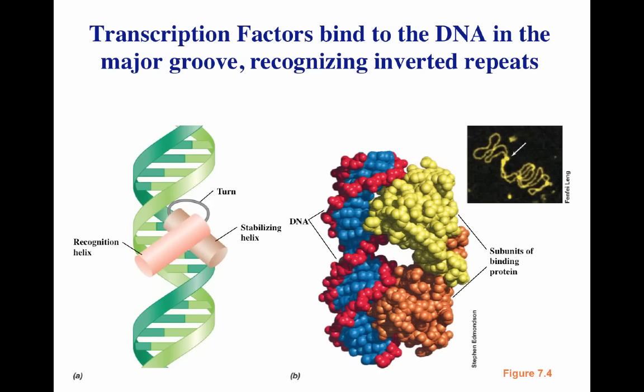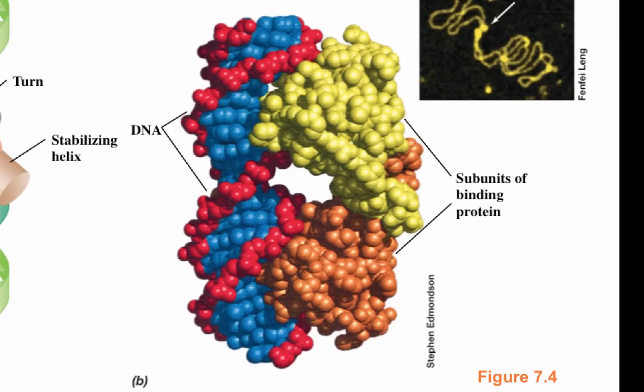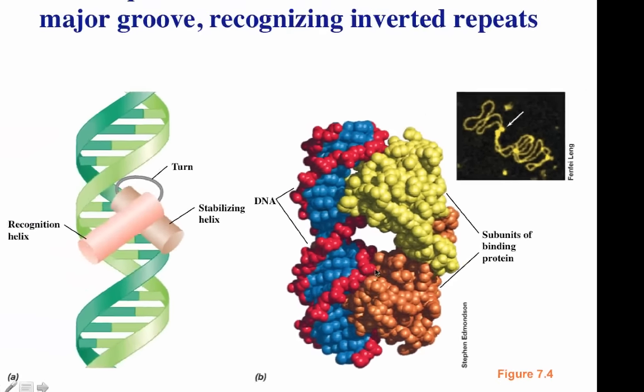So when we take a look at how, for example, a helix-turn-helix binds to DNA, you can appreciate here that the recognition domain is binding in the major groove. Now, in the image on the right, from figure 7.4, you can appreciate that this transcription factor is a dimer. It contains 2 subunits, one yellow and one orange. Sometimes the subunits are the same, other times they may be different. But as you can appreciate, it is binding over here to the major groove. The transcription factor is not really interacting with the minor groove of DNA.